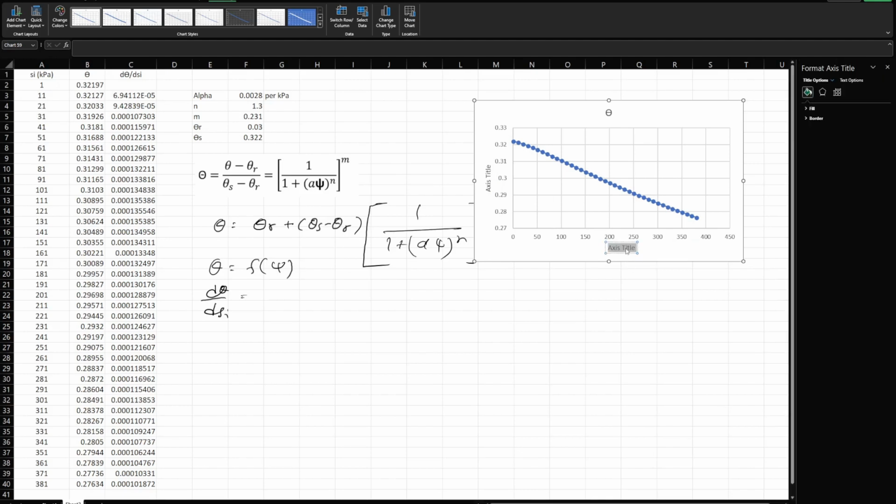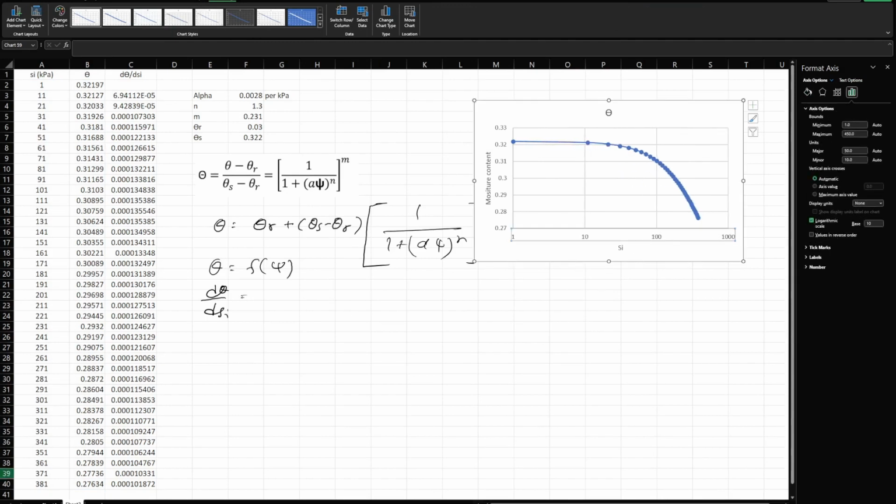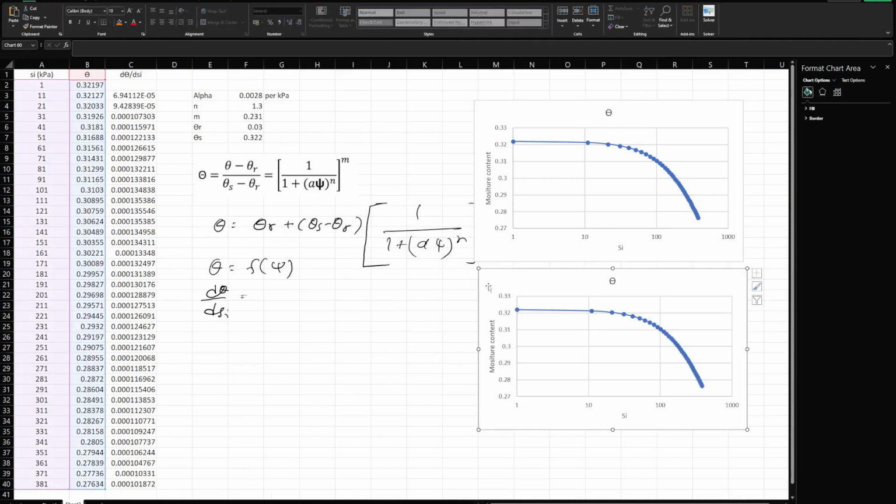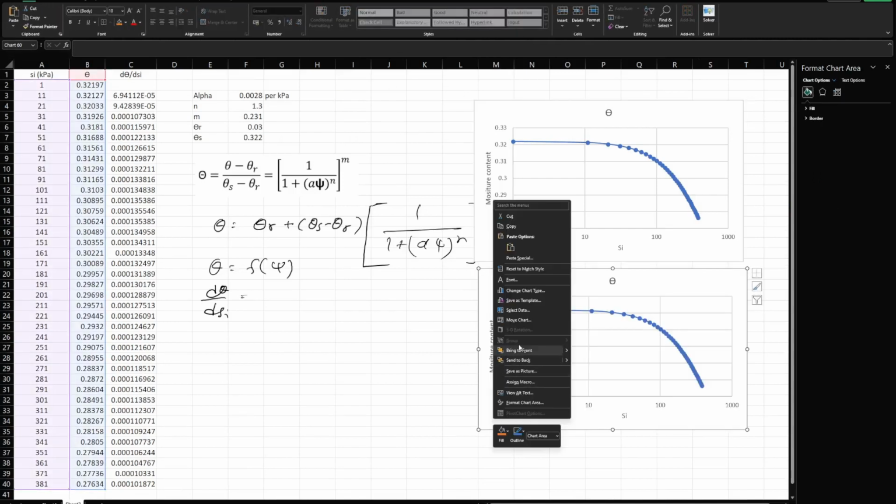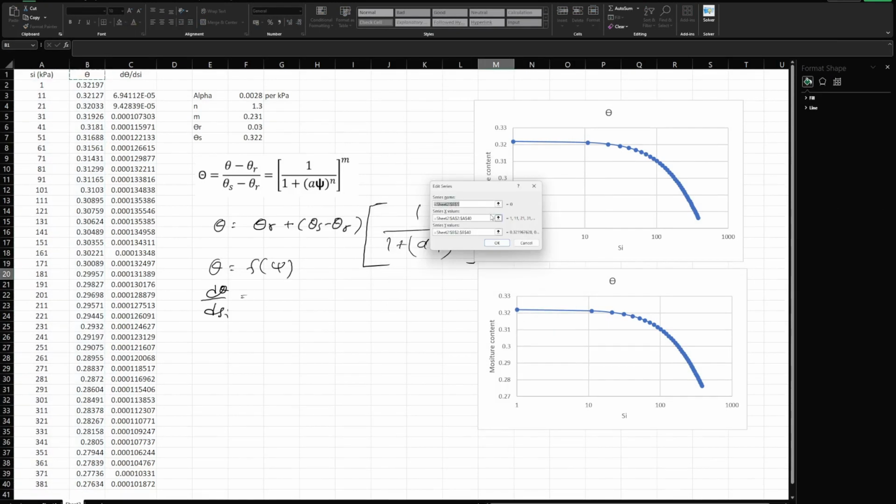So this is psi and this is going to be the moisture content, volumetric moisture content. So if we make this psi in logarithmic scale, we will obtain a plot like this, right? And if we just copy this plot and we select the data for this plot, we will change the data: the x value will remain the same and the y value will change to d theta upon d psi.